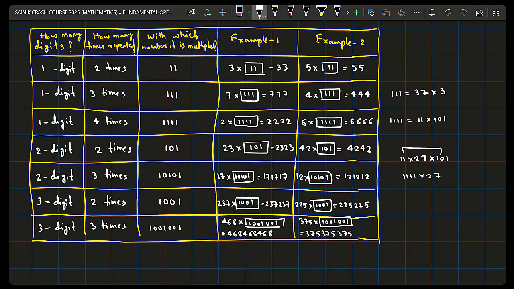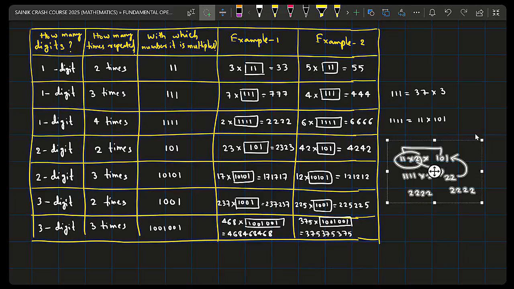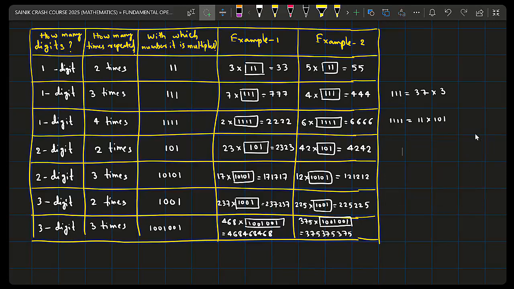Let me take a one digit number, something like 2 only. 11 into 2 into 111. So 11 into 111, I get 1111 multiplied by 2. I'll get 2222. Otherwise, you can do like this also: 11 into 2 is 22, a two digit number multiplied by 101, the answer is 2222. So this type of products, if you remember the factors, it will become very easy. And any factors for 101? 101 is not having a factor, it is a prime number.